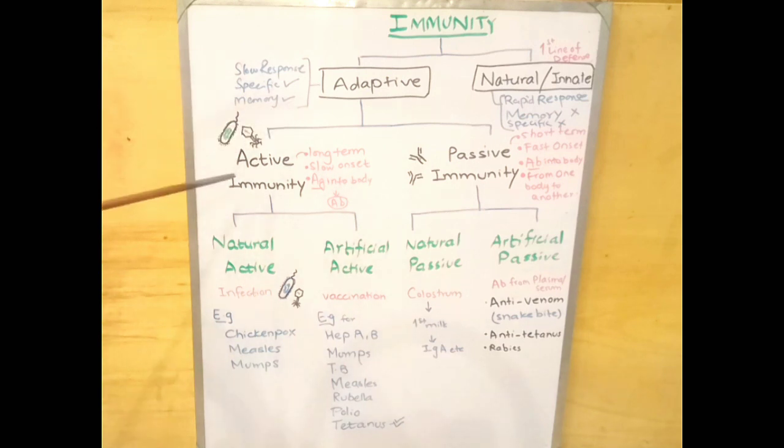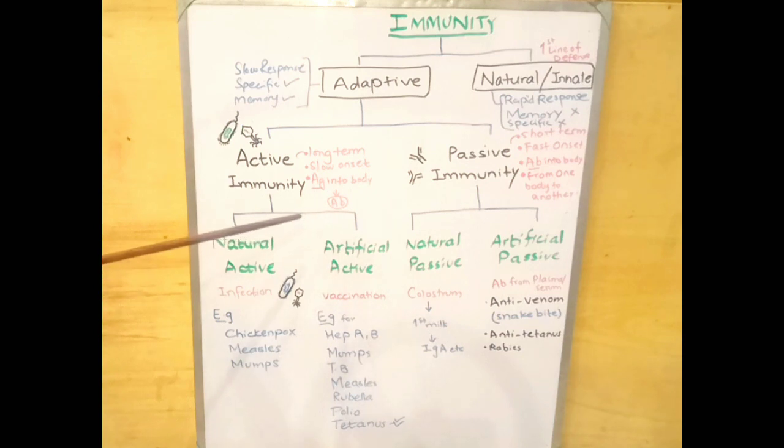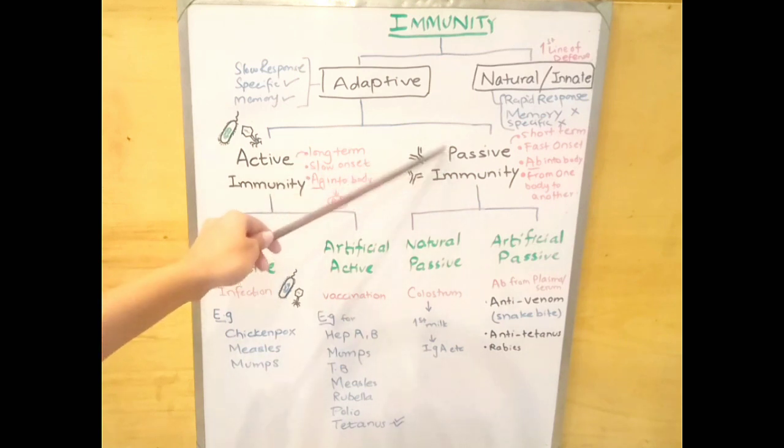Now let's discuss the two subtypes of adaptive immunity: active immunity and passive immunity. The word active means that we are actively synthesizing antibodies against the antigens. In this, we are introduced to the antigens, and then our body forms antibodies against them. As the body takes a long time to synthesize the antibodies, it has a slow onset and is long-term immunity. It provides protection for a long period of time as compared to passive immunity.